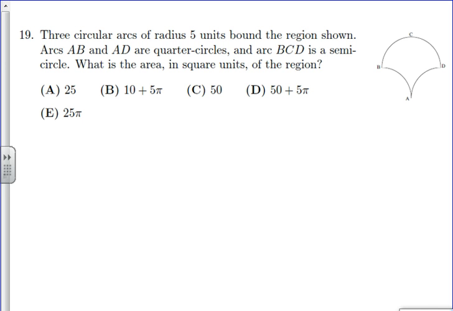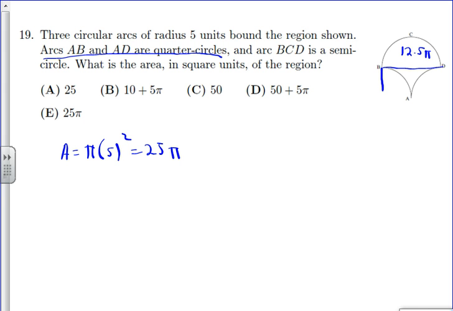So there's two ways to go about this, and I want to show you both ways because I think they're both instructive. The first way is a very straightforward approach, and that is you draw in this diameter BD, and as it says in the problem, BCD is a semicircle, so you need to find the area of that. Well, to find the area of a semicircle, you use your area of a circle formula, which gives you pi r squared, so pi times 5 squared, which is 25 pi. But it's a semicircle, which is half of that, so the area of this region would be 12.5 pi, or half of 25 pi.